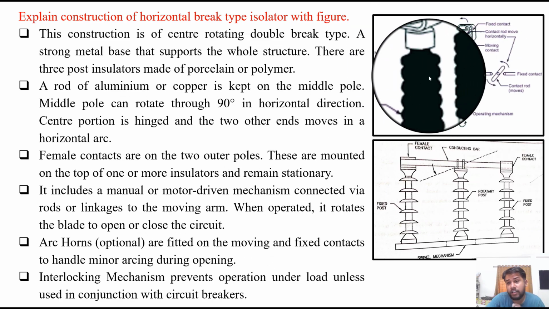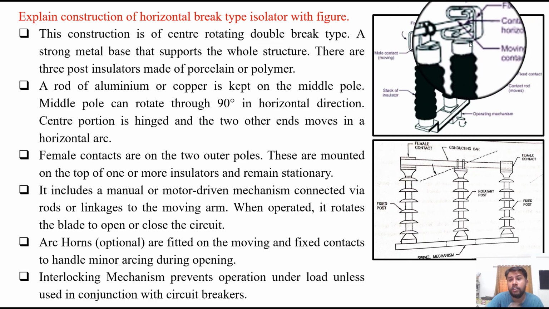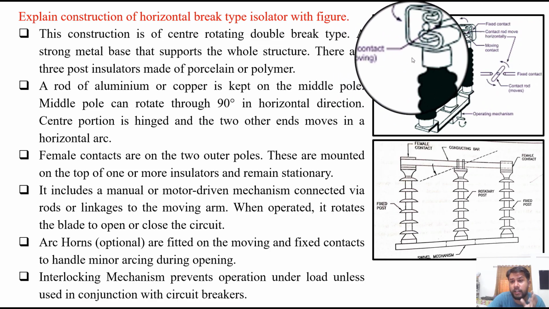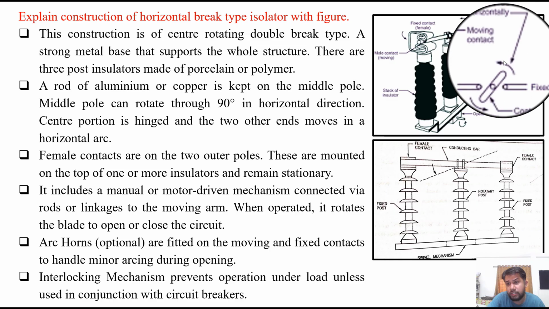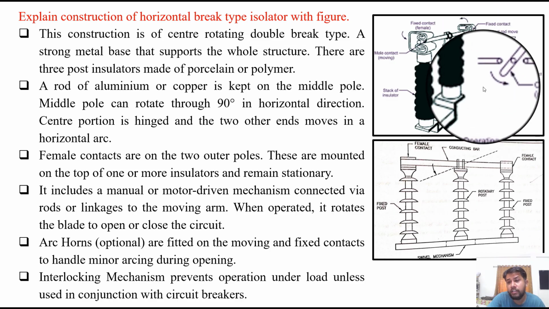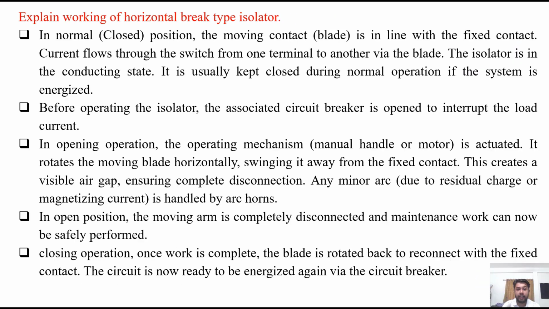So this is the construction detail. You can visualize all the parts and nomenclature given for better understanding. When operated, this center post moves in this direction. It is shown in the sub-figure here. So this is how the horizontal break type isolator operates.